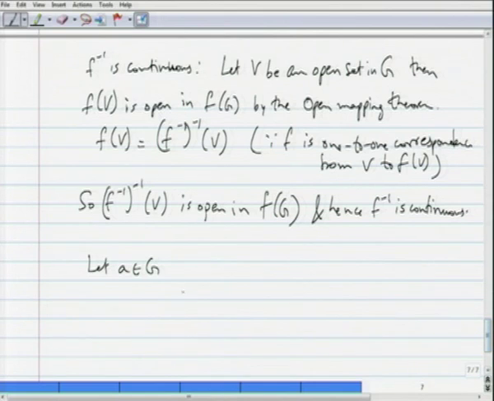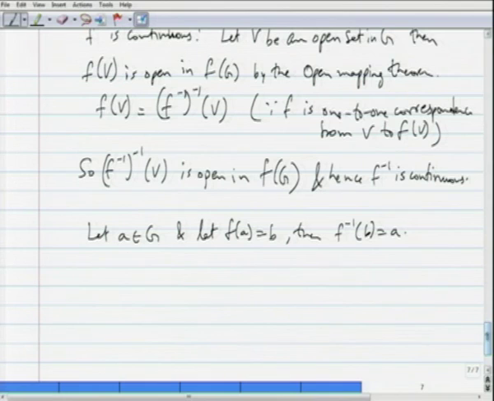Let A belong to G, and let f of A be equal to B. Then f inverse of B is equal to A. Okay. So, I want to show that f inverse is analytic at f of A, and every point in f of G looks like f of A. So, I will be done if I show that f inverse is analytic at the point f of A.